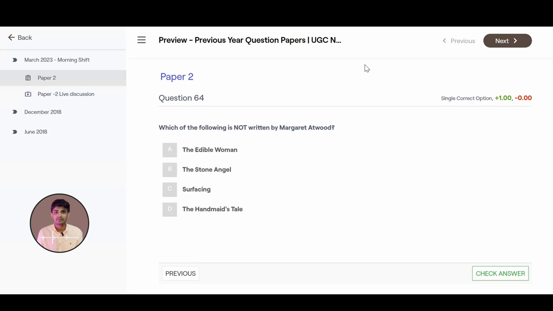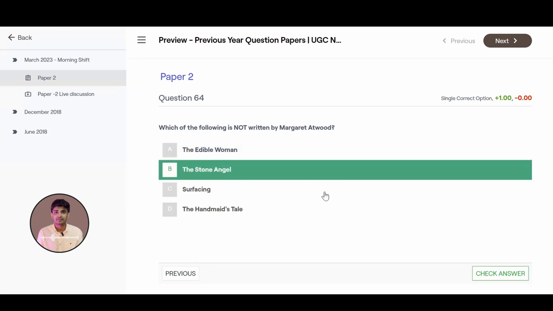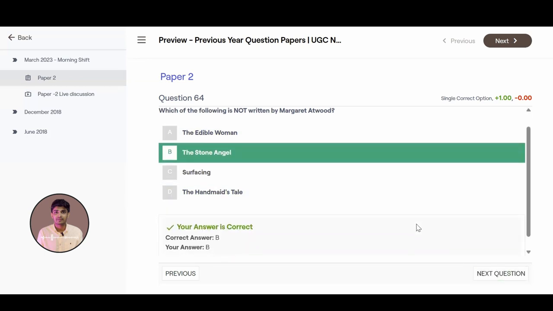See, The Handmaid's Tale is probably her most significant, probably the most widely read work by Margaret Atwood. The Edible Woman is also famous. That leaves us with The Stone Angel and Surfacing. I will eliminate Surfacing because I have read Surfacing. But at least if you can eliminate The Handmaid's Tale and The Edible Woman, you will be left with two options. Surfacing is a work written by Margaret Atwood. I don't think it is that famous, but it explores themes such as nature consciousness, ecological consciousness, etc. Stone Angel is the answer. It is not written by Margaret Atwood.